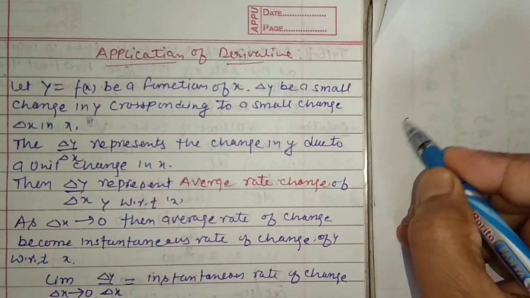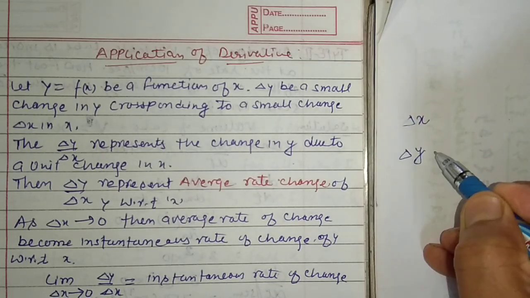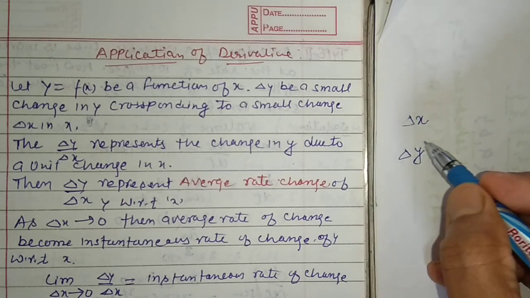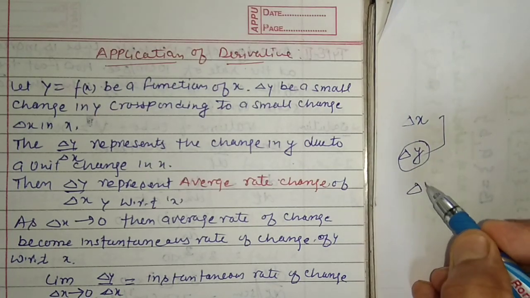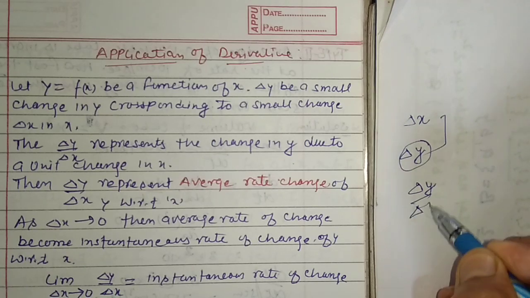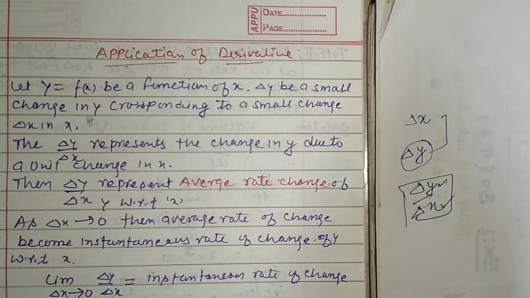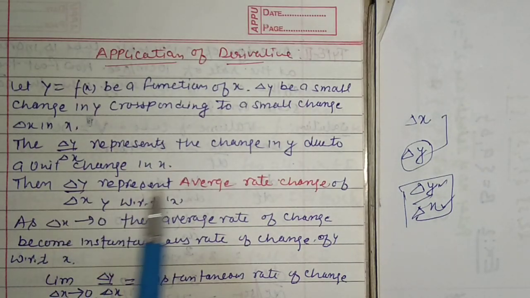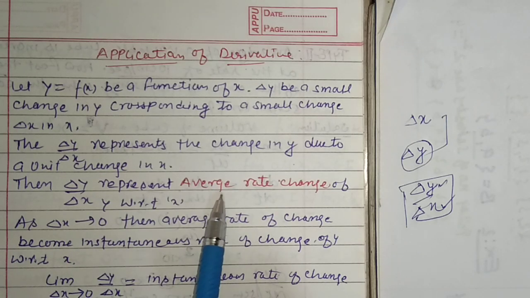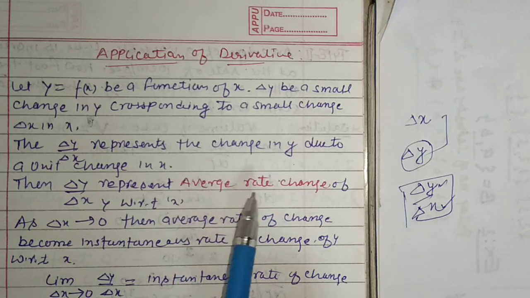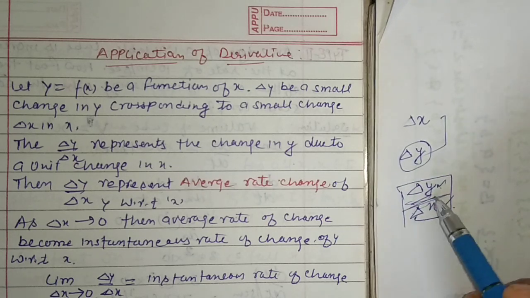Clear? Means अगर आप del x में चेंज करते हैं small, so what you get, del y, the small change in del y, and we can denote this del y upon del x, the rate of change of y with respect to x. This del y upon del x is represented as average rate of change. So this del y upon del x is average rate of change.